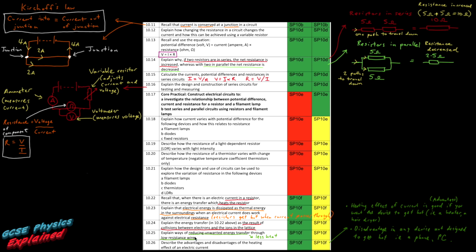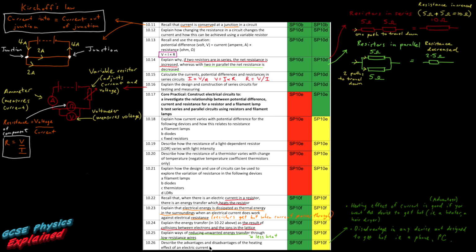10.25. Explain ways of reducing unwanted energy transfer through low resistance wires. In other words, if they say how can you lose less heat in a wire, you say use low resistance wires. Low resistance wires are short and thick. So the shorter the wire and the thicker the wire, generally it has lower resistance.